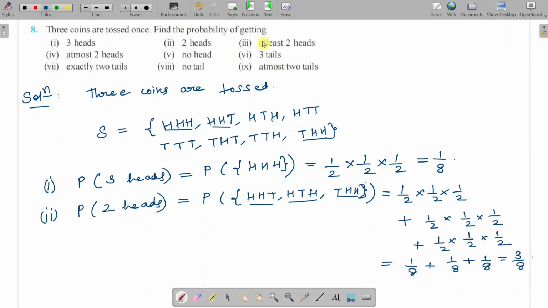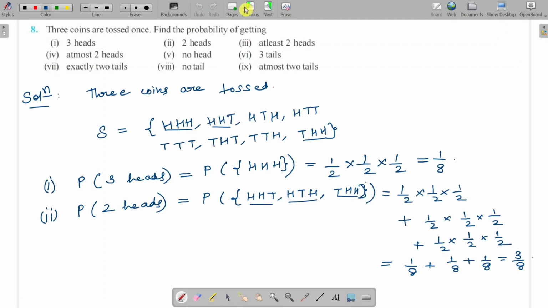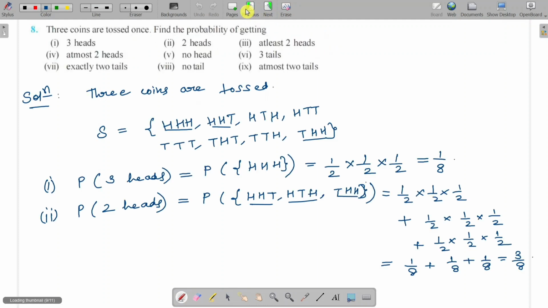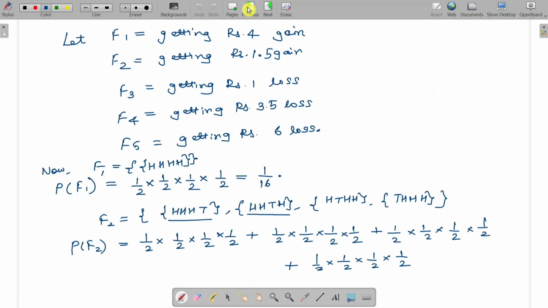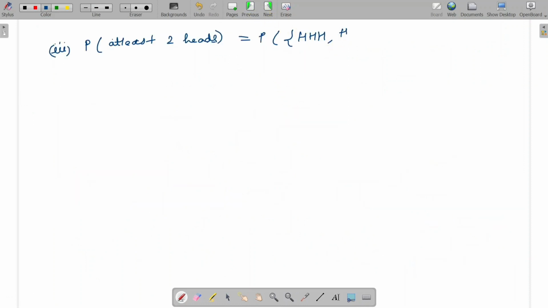Okay. Now let us go to the third one. At least two heads. Okay. So these are easy problems. Just we have to look at the sample space. So probability of at least two heads. So that means at least means also three heads can occur, right? So probability of HHH, then two heads sample points we have to take, okay? There is HHT, HTH, then THH.